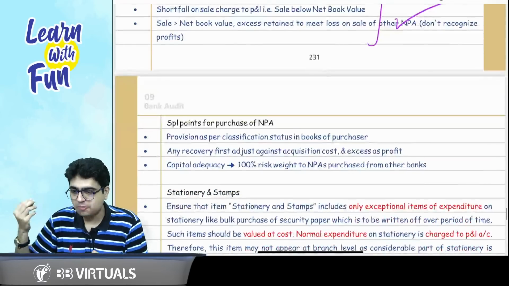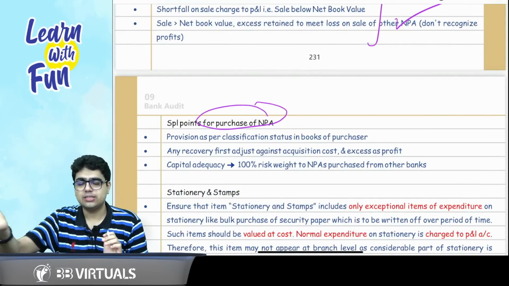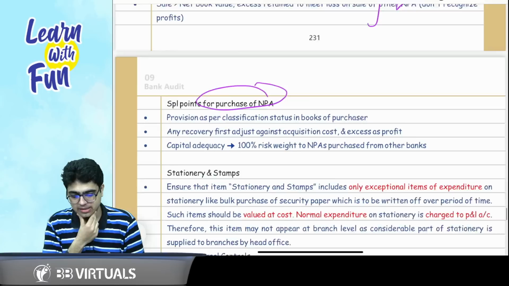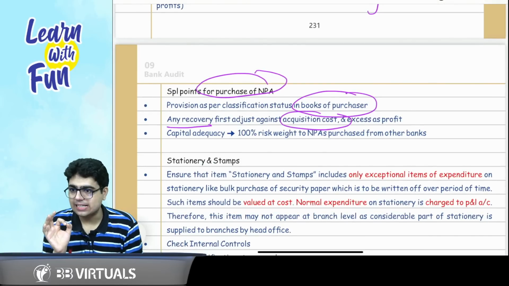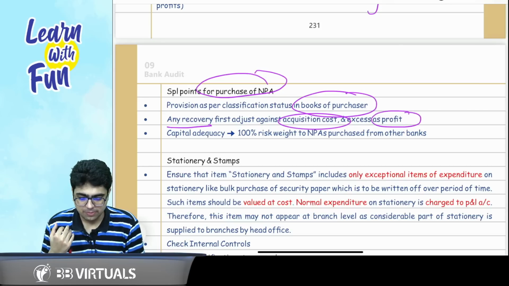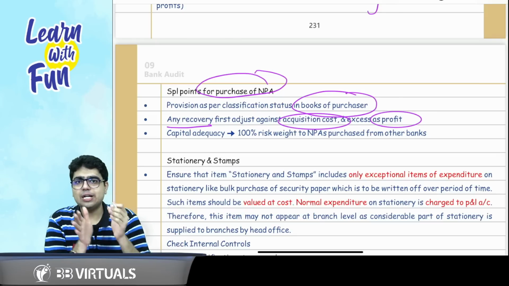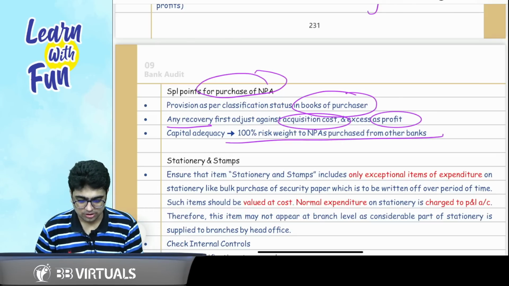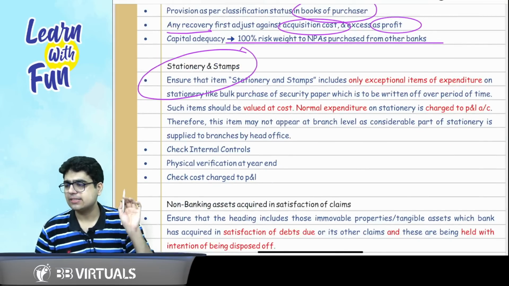What are the points of purchase of NPA? First of all, classification will be the same as it was in the case of the seller bank. Any recovery will be first adjusted against the acquisition cost. Any excess that you receive will be considered as profit. For the purpose of capital adequacy ratio, 100% risk weight will be allocated to such kind of NPAs purchased from other banks.